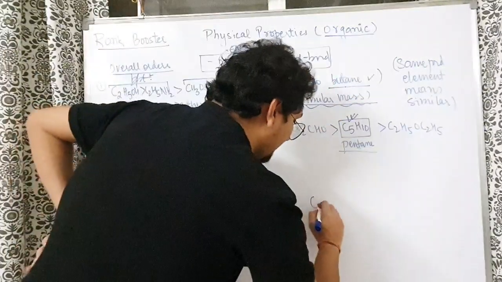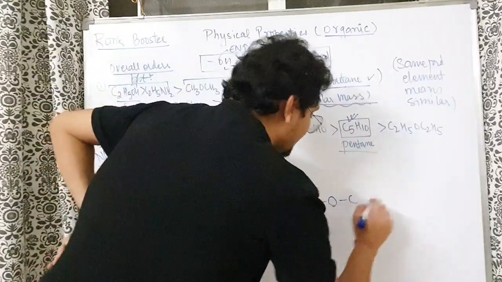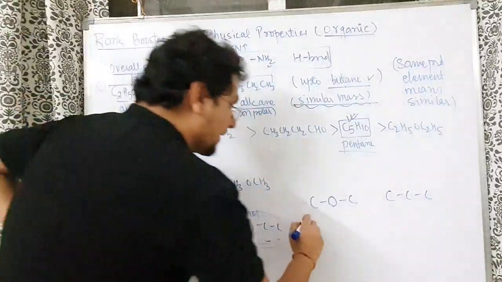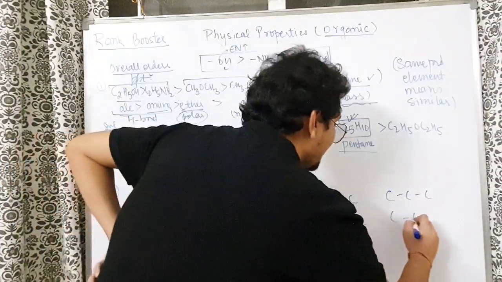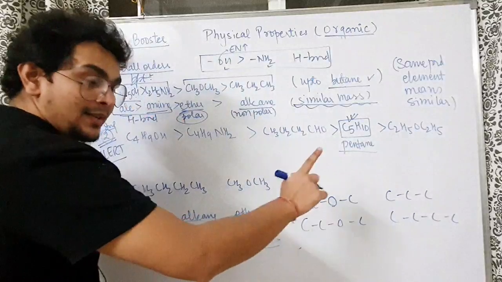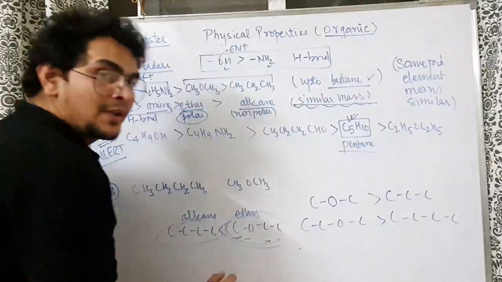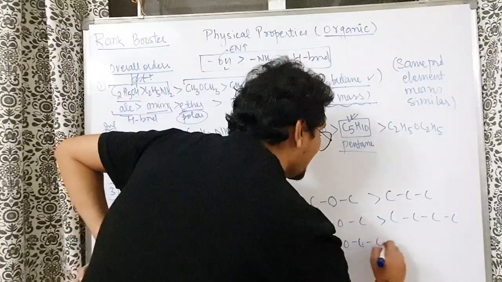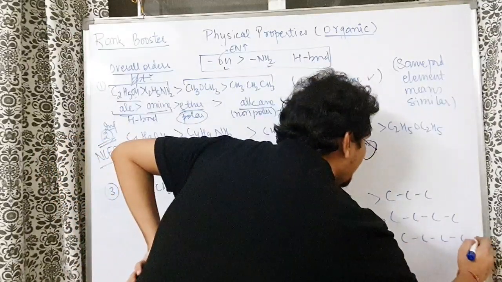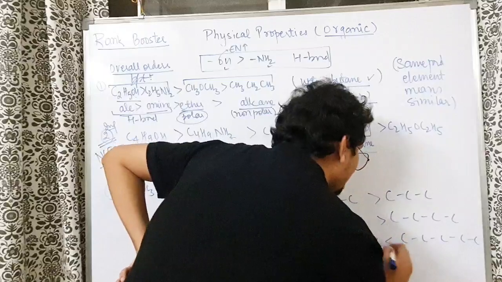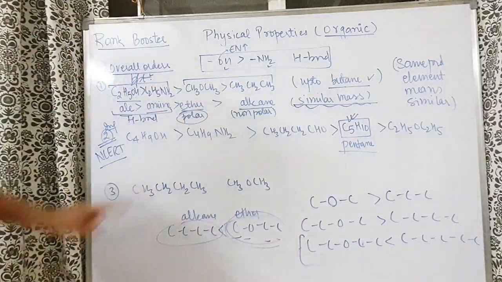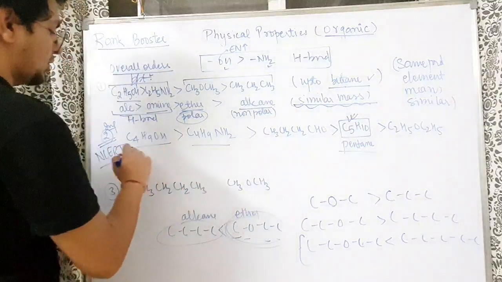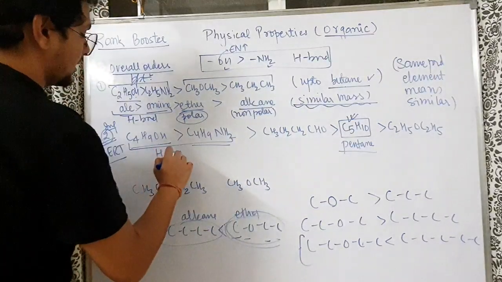That means if I compare this and this, similar mass, then ether will win. But if I compare diethyl ether, then pentane will win. So pentane is more than ether. Remaining order same. Remaining alcohol, then amine, because they both show hydrogen bonding.